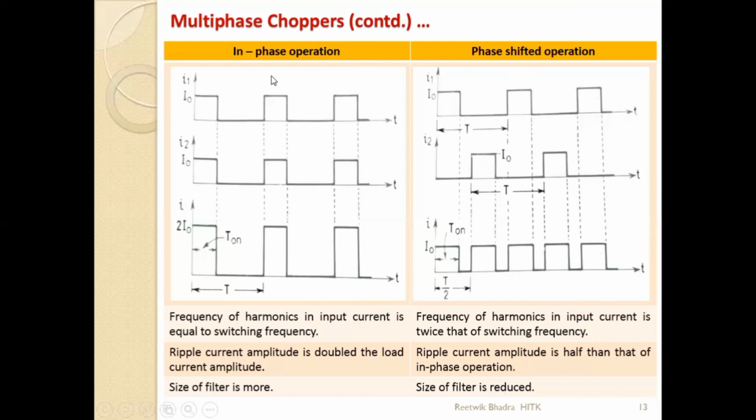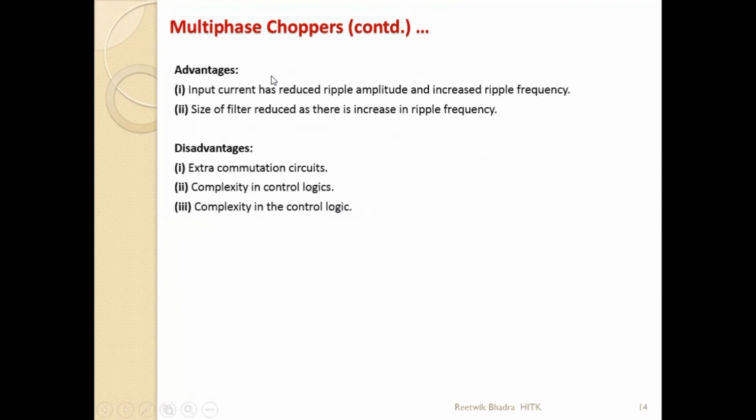And besides, you can have a variation of current from I naught to twice I naught. That is why you can go for it. Okay, so this is basically your discussion about your multi-phase chopper. Some advantages and disadvantages I have written over here. You can go through it. Size of the filter, input current ripple, all things are written.